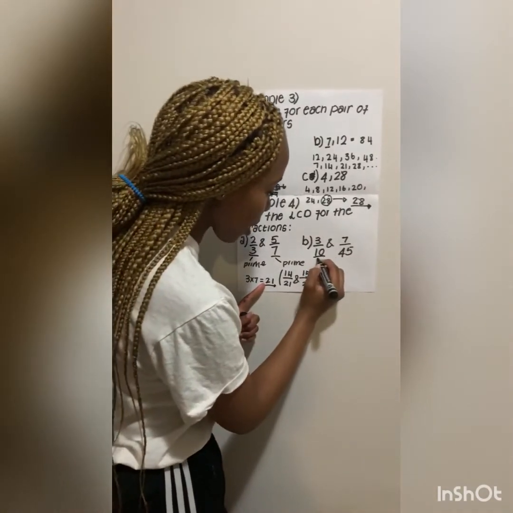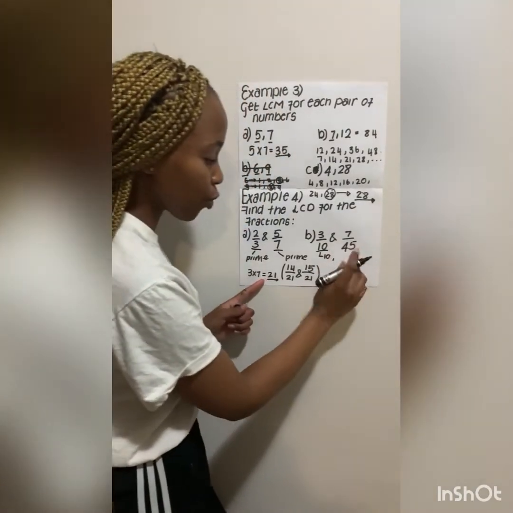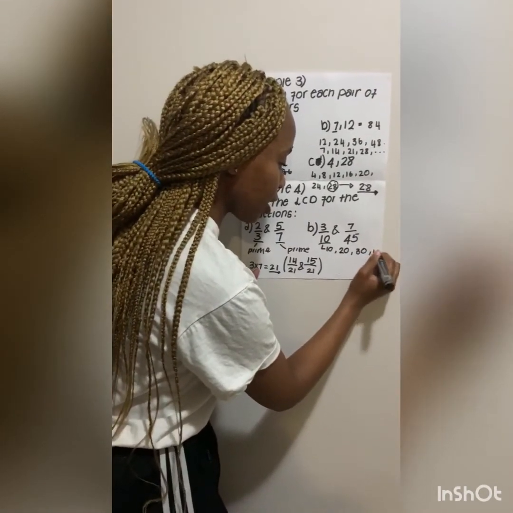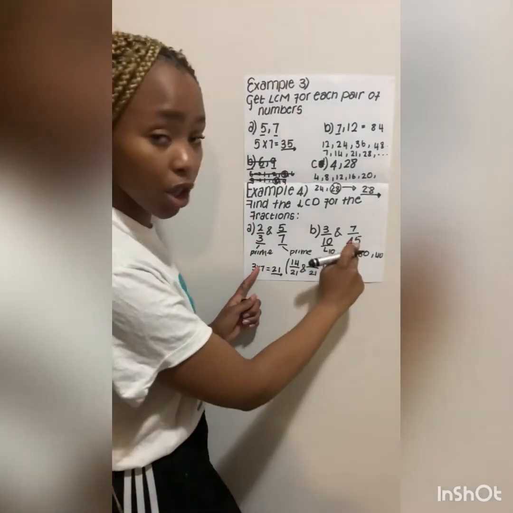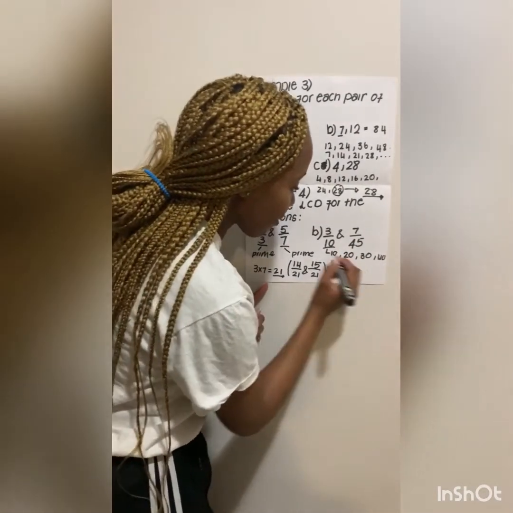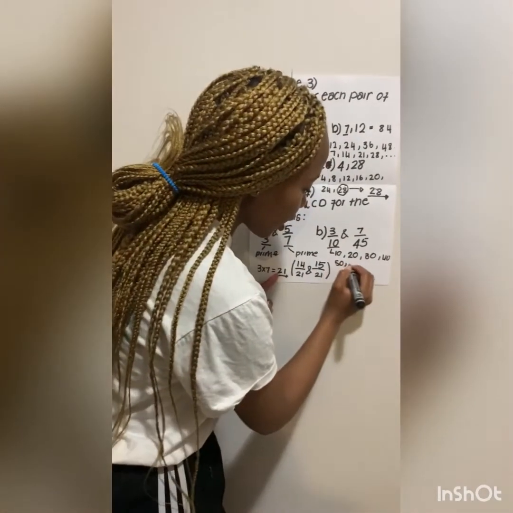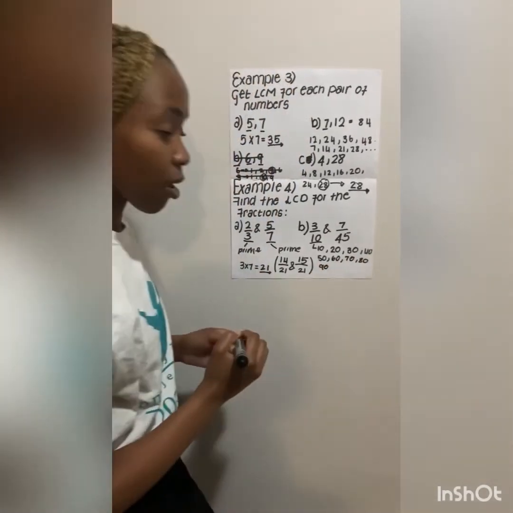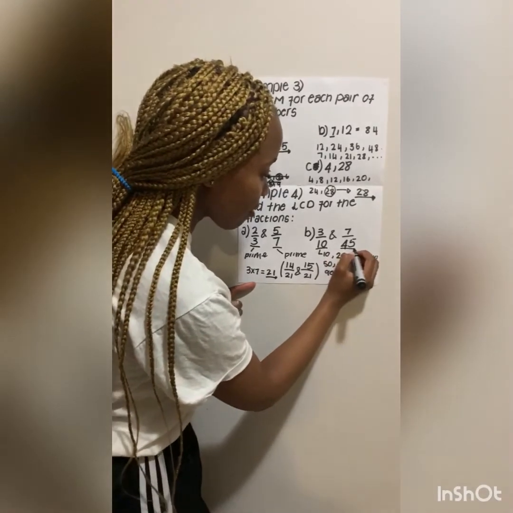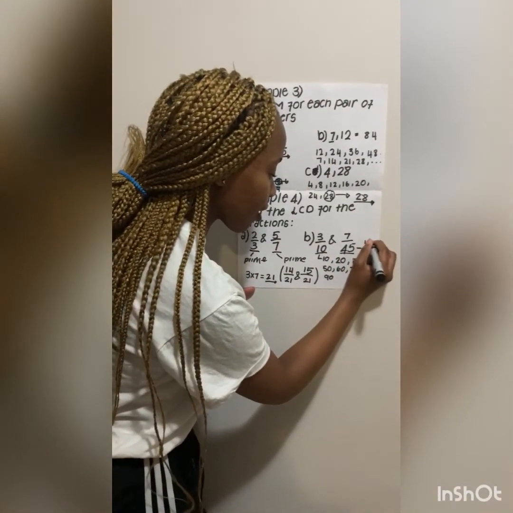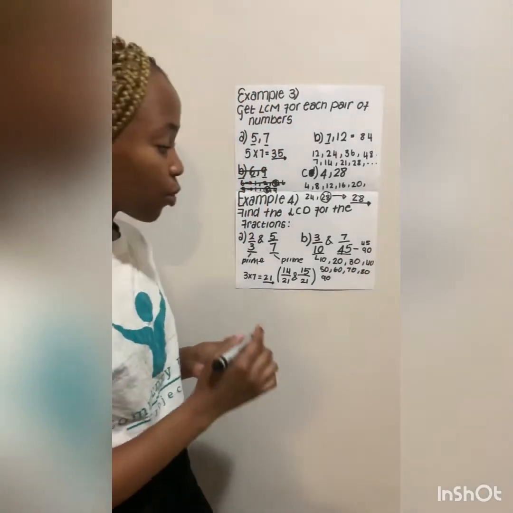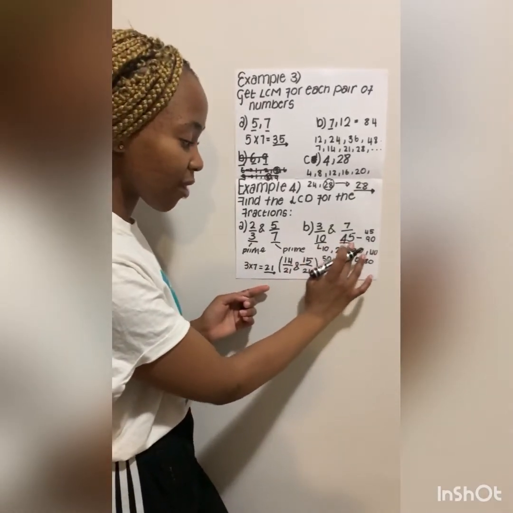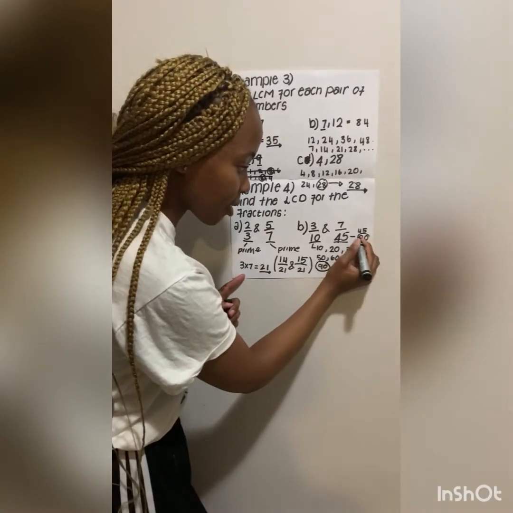We carry over to 10 and 45. We know that the multiples of 10 do not include 45 because we have 10, 20, 30, 40, 50, where 50 is larger than 45. But we do have 90: 50, 60, 70, 80, 90. Correct? And then the multiples of 45 are 45 and 90. Therefore, we know that the least common denominator between 10 and 45 is in fact 90.